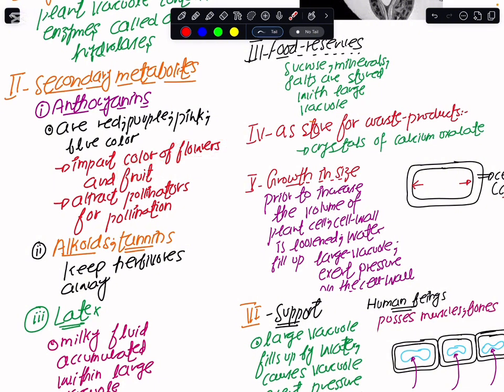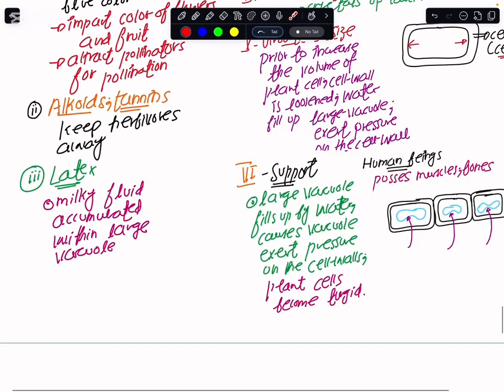And when the flowers are colored, for sure they would attract the pollinators for pollination. Now we know that plants are always under attack from herbivores, animals that intend to eat them up, so they have to keep them away.